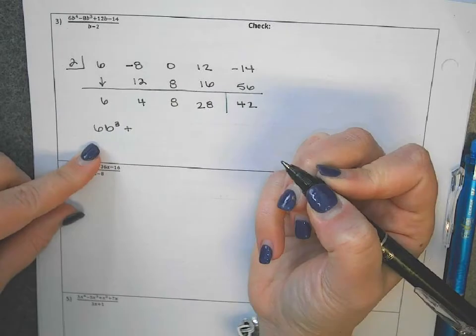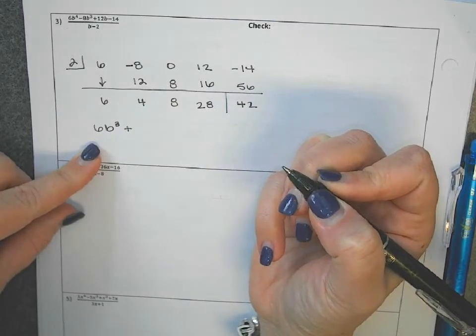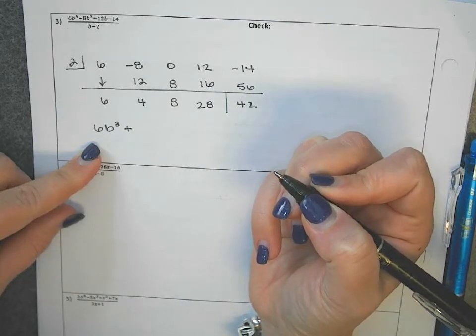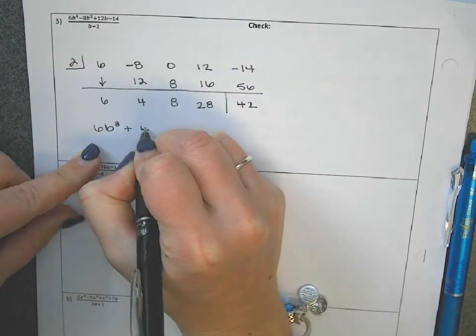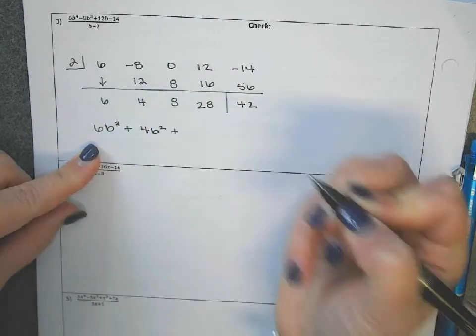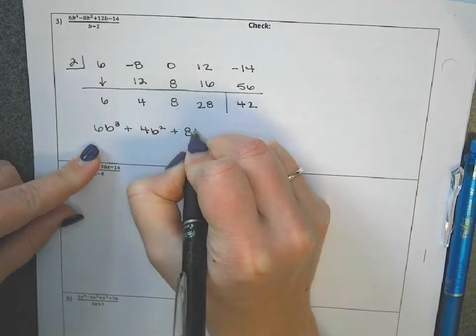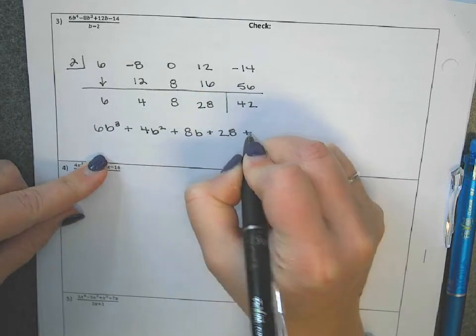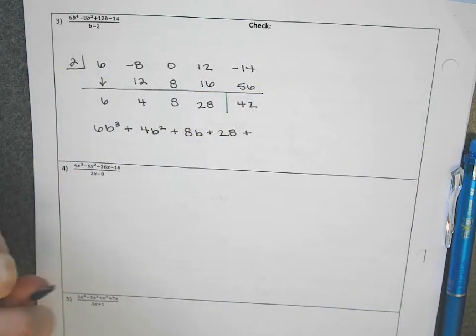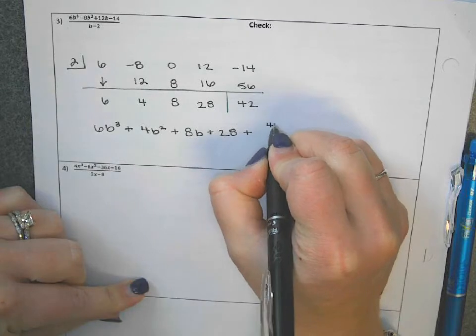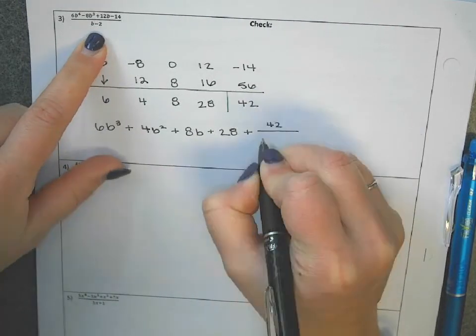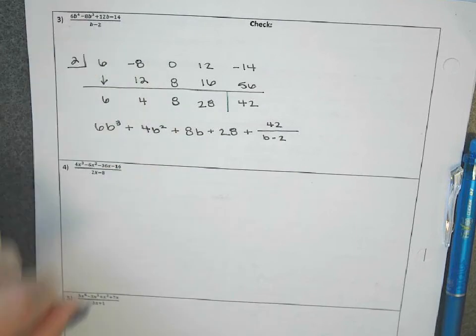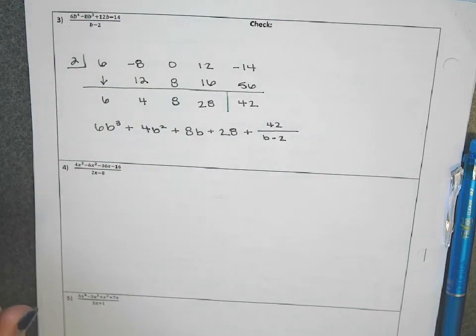Plus 4b squared plus 8b plus 28 plus, how do I write that remainder in? 42 over, what did we divide by? The b minus 2. Very good. So that would be your answer. So far, so good?